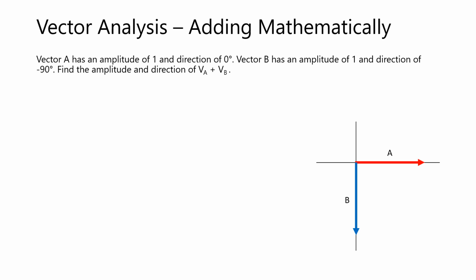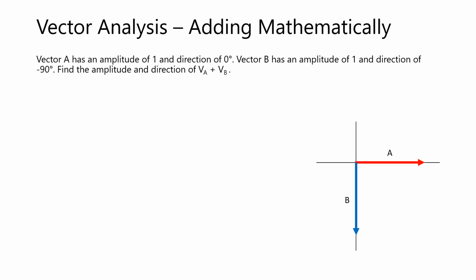In trigonometry, we could obtain values using the previous example. Let's just read the word problem here. Vector A has an amplitude of 1 and a direction of 0 degrees. Vector B has an amplitude of 1 and direction of negative 90 degrees. Find the amplitude and direction of VA plus VB.